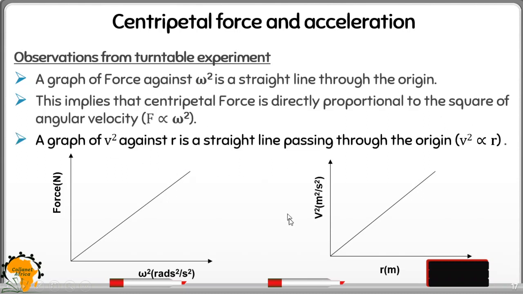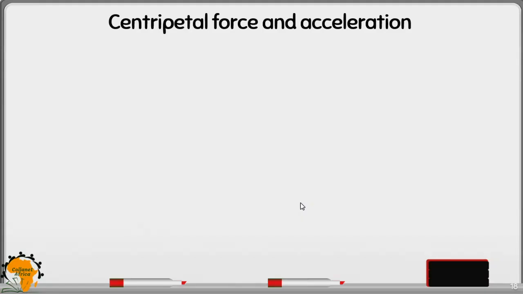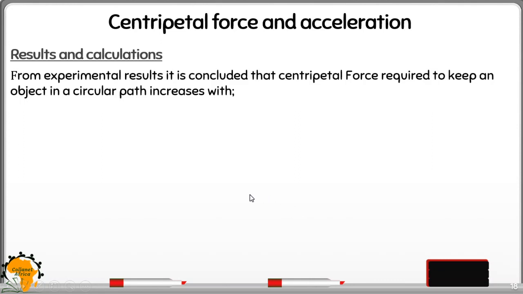Then we have a graph of v squared against r. It is again a straight line passing through the origin. Therefore, it implies that v squared is directly proportional to r. Then we have the conclusions.